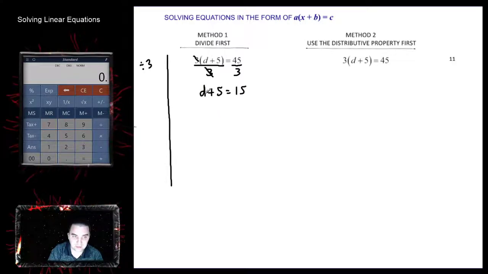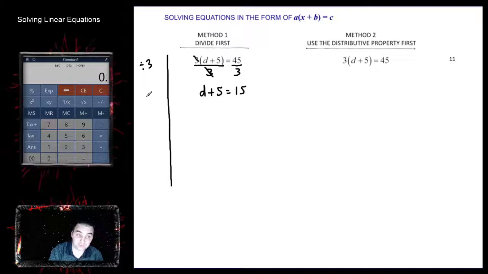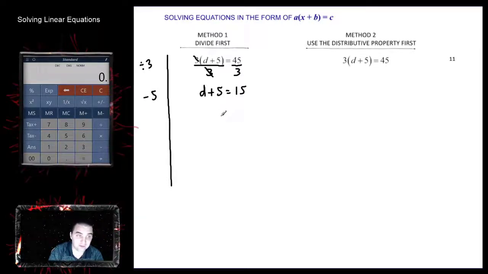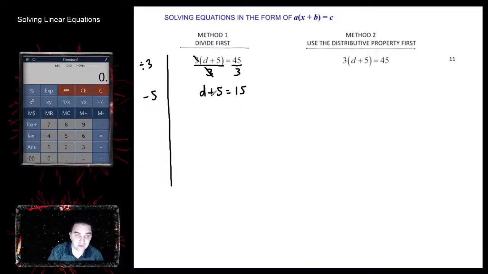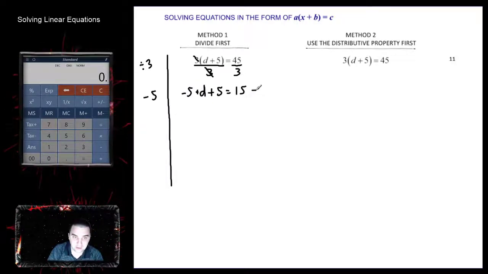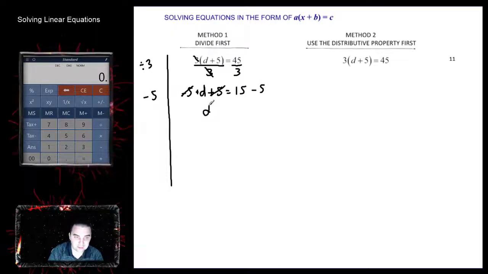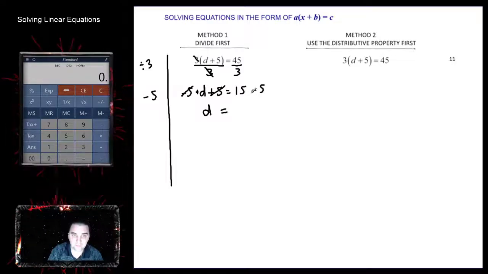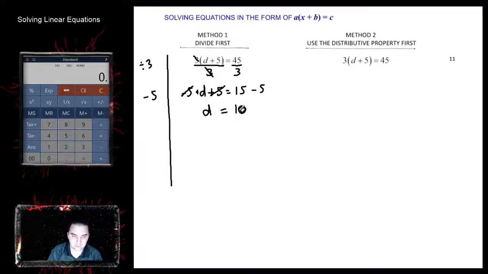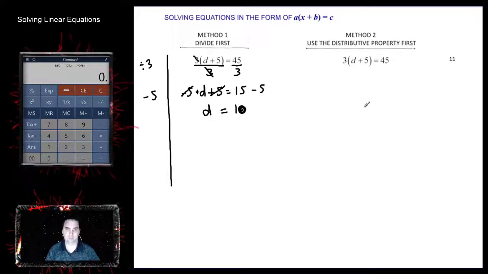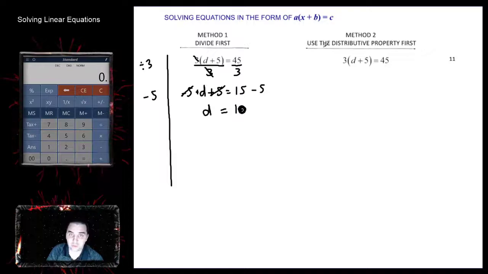Now I'm looking at this. What do I need to do to get d to be isolated all by itself? It's having 5 added to it. The opposite operation of adding 5 is minus 5 to both sides. So if I subtract 5 from this side and I subtract 5 from that side, these are going to cancel out, and I get d is equal to 15 minus 5, 10. That's a 10. I'm not good at writing zeros, apparently.